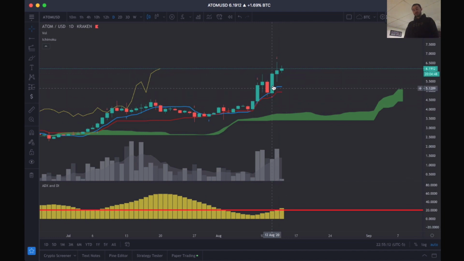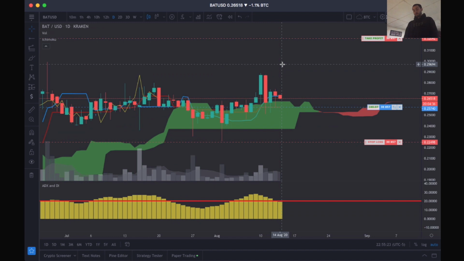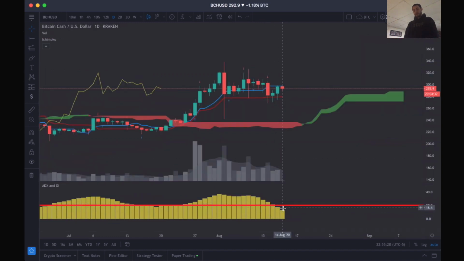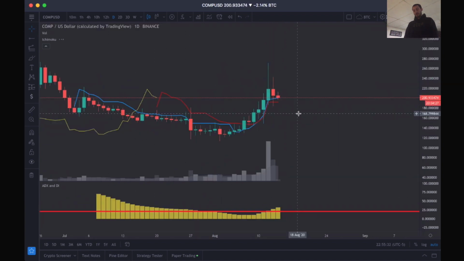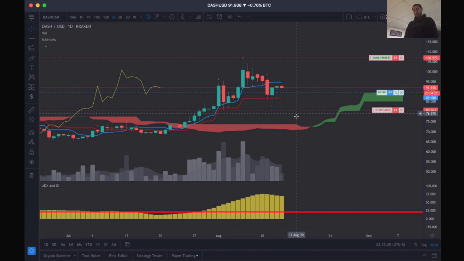Same with this one. It's already bounced up, and it could keep going up. It's just a little bit risky, and I would like to get a better price. This one, ADX disqualified it. Same with this one, ADX disqualified it. This one doesn't have cloud data, so I can't trade that one yet. The ADX is qualifying this trade.